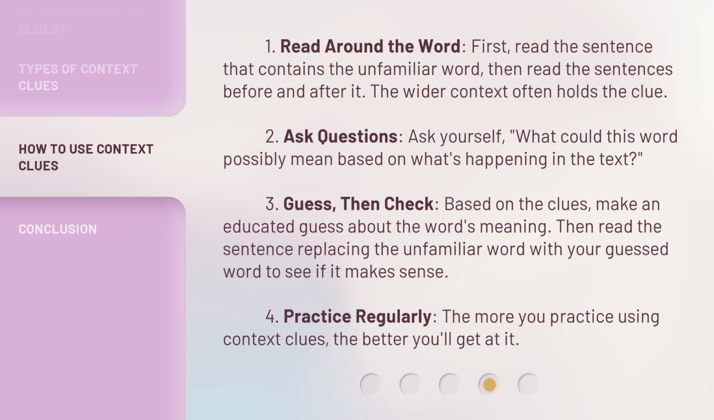3. Guess, then check. Based on the clues, make an educated guess about the word's meaning. Then read the sentence replacing the unfamiliar word with your guessed word to see if it makes sense. 4. Practice regularly. The more you practice using context clues, the better you'll get at it.